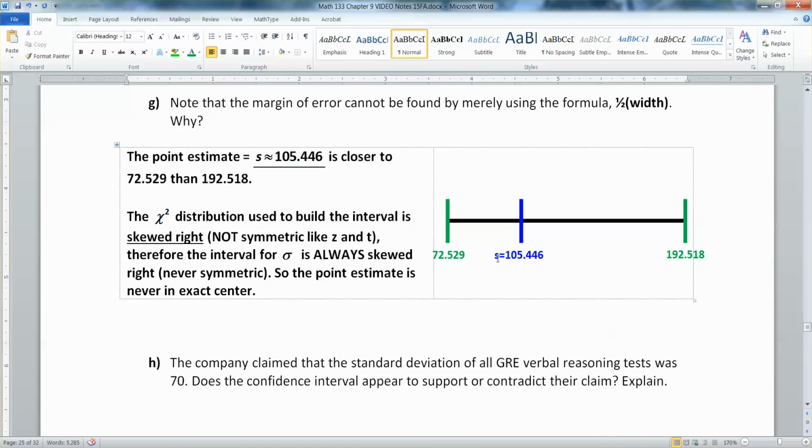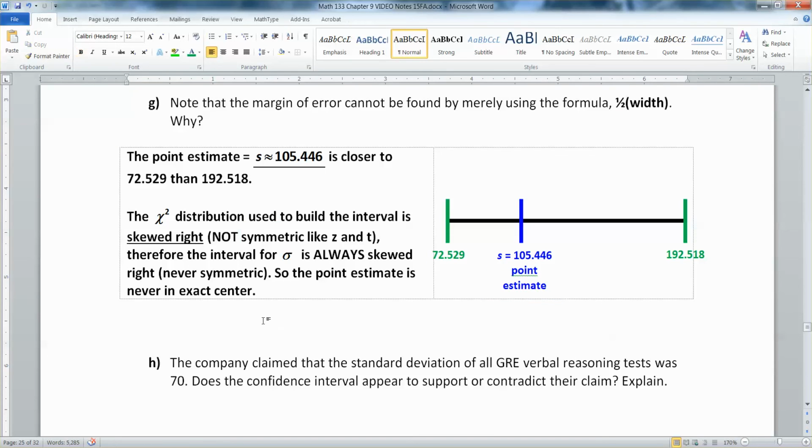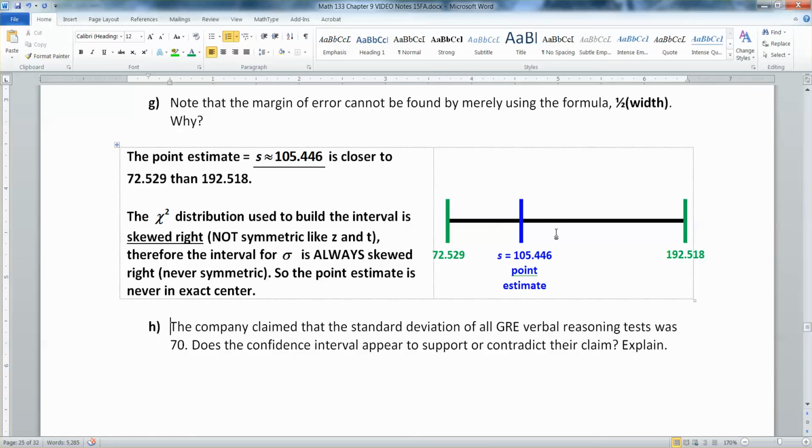All right, so S is your sample standard deviation. That's your point estimate, right? It's still your point estimate, even though it's not smack dab in the center, which it's not. It's over on the left side, and that's because this distribution is skewed right. Because of that, you're going to have a longer tail on the right-hand side, and that's always going to happen for chi-square values. You're never going to be able to take the point estimate plus or minus the margin of error like you can for z's and t's, because the chi-square distribution isn't symmetric like the z and the t.